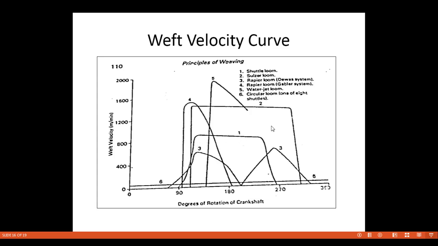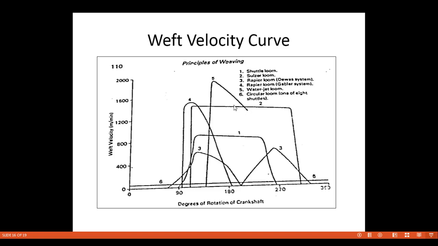So this is one. Second, see here, Sulzer loom. Here is the second curve we can see. See here what happens at 100 degree: twisting of the torsion rod will be there and release of the torsion rod will be there. As the torsion rod is released, the picking shoe hits the projectile and the projectile velocity increases suddenly. At 100 to 110 degree, it reaches near about 600 meters per minute.